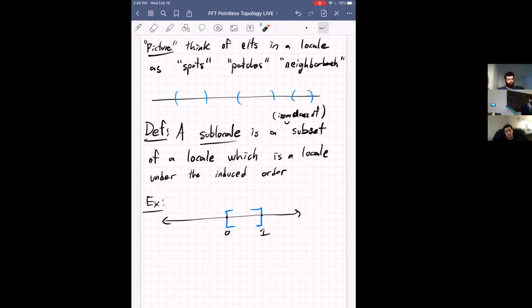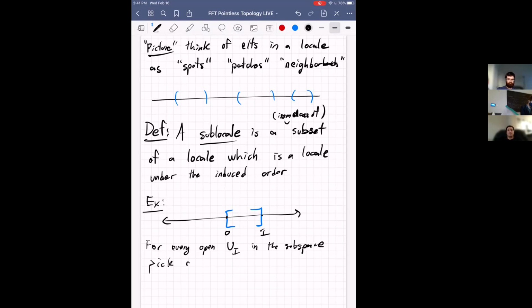So what we're doing here is, the sublocale corresponding to this is, for every open in the subspace, pick exactly one set U in omega of R, such that U intersect this interval, maybe we'll call it I, is the subset that we started with. And then this collection will form a locale.